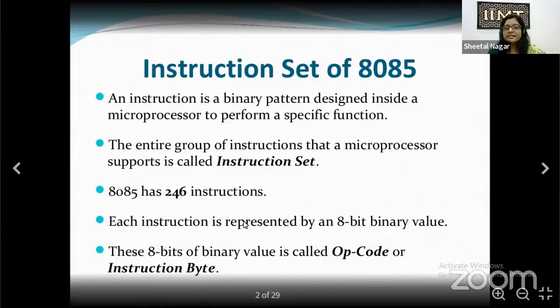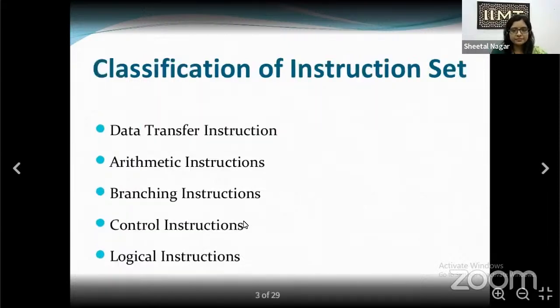That is a hexadecimal code, which is the representation of the instruction, meaning what this instruction will perform, what will be executed in our microprocessor. These 8 bits of binary value are called opcode or instruction byte. The whole instruction code, which is 8-bit only, is called instruction byte.